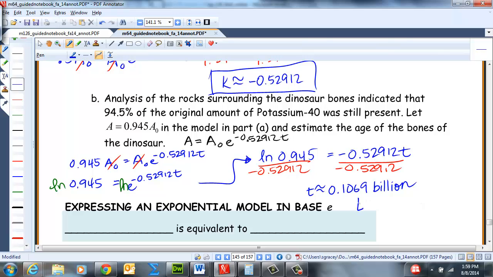the estimated age of the bones is approximately, billion means, you know, that's 10 to the 9th. So you'd be moving that decimal over 9 times. So 1069 is 4 times, and then 1, 2, 3, 4, 5, 6, 7, 8, 9, is 106,900,000 years old. Okay?